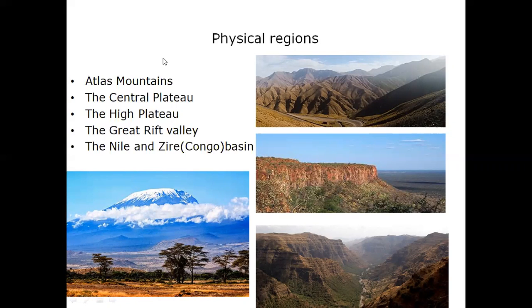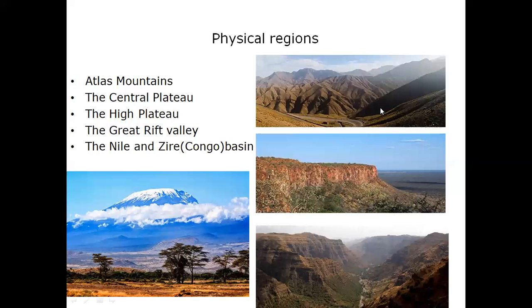Then there's the Nile and Zaire Basin. Zaire Basin is also known as the Congo Basin. The Nile Basin was formed by the longest river, Nile River, and this region is a flat, dry region which borders the River Nile. Because of this, the land here is pretty fertile, and similarly, the Zaire Basin includes most of the land drained by the river Zaire, and therefore it's covered by tropical rainforests.